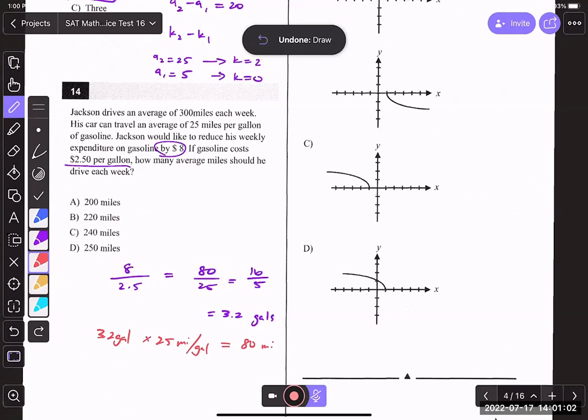Okay, so if we reduce our driving by 80 miles, we will reduce our expenditure by $8. And that means that our answer is going to be equal to 220 miles, or B, right? Because we started with 300 miles, reducing it by 80 miles will be our answer here.